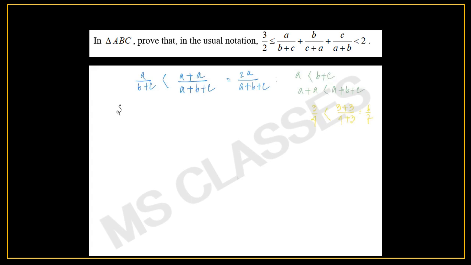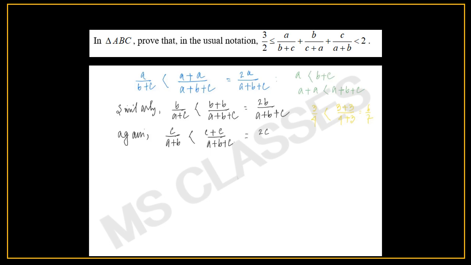Similarly, we can say B by A plus C is less than B plus B by A plus B plus C, which is 2B by A plus B plus C. Again, C by A plus B is less than C plus C by A plus B plus C, which is 2C by A plus B plus C. Now we are adding, so on adding, we get A by B plus C plus B by A plus C plus C by A plus B less than 2 times A plus B plus C whole divided by A plus B plus C, and that's 2. So hence the second part is proved.